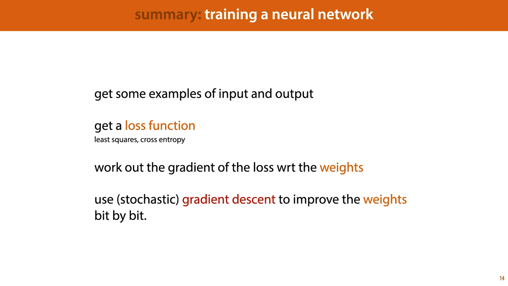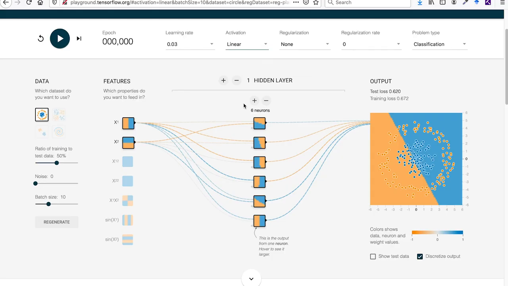To train a neural network, we need some examples of an input and an output, as we do in all offline machine learning. We need to define a loss function, which can be least squares or cross entropy. We need to work out the gradient of the loss with respect to the weights, and then we apply stochastic gradient descent to improve the weights bit by bit. And we can see these principles in action in the TensorFlow Playground app.